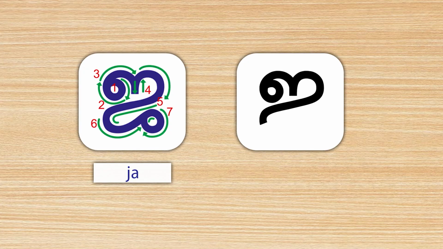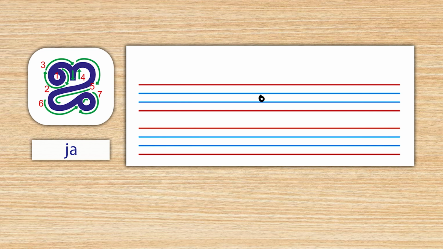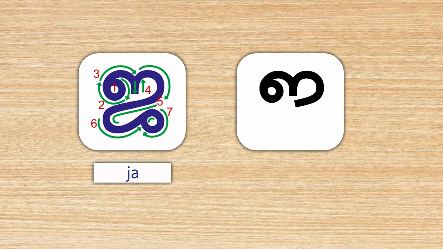To write this letter, first write the letter E as it is. Then continue with stroke number 5 as a curved line and finish with a sleeping line as stroke number 6. From 6 to 7 there is a small circle. This is the letter Ja.